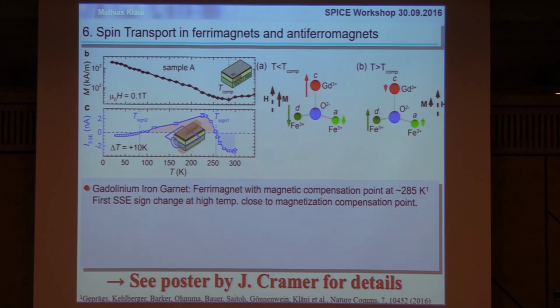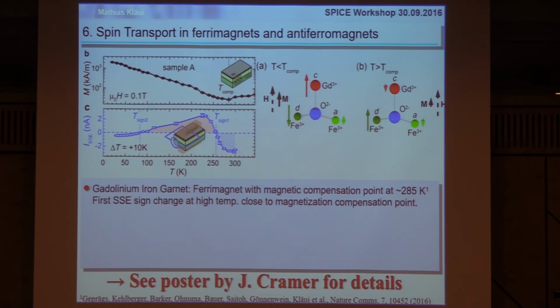For those of you that don't live in a ferrimagnetic world, what happens is that at low temperatures, the gadolinium is dominating the overall magnetic moment. And then as you increase the temperature, the gadolinium moment goes down. And then you see here the magnetization as a function of temperature. At this compensation point, the gadolinium moment together with the iron A-site moment just compensates the iron D-site moment, so the total magnetization is 0. And then if you go to even higher temperatures, the gadolinium moment is so small that the iron D-site wins. And so above here, the magnetization is always aligned so that the iron D-site is parallel to the field, and here always the gadolinium is parallel to the field.